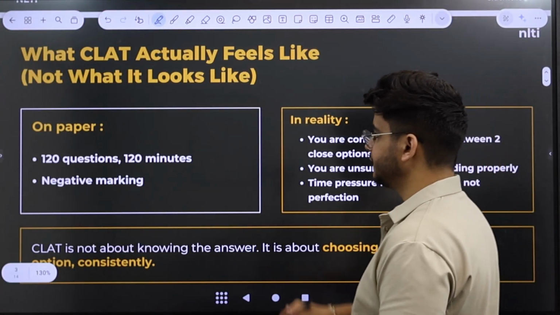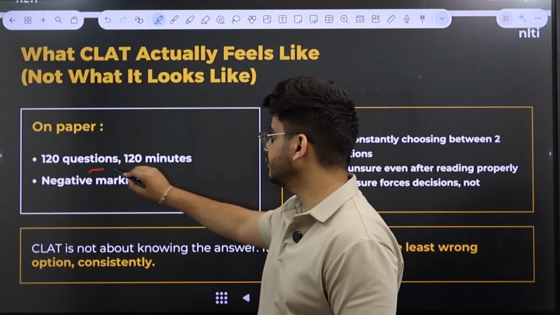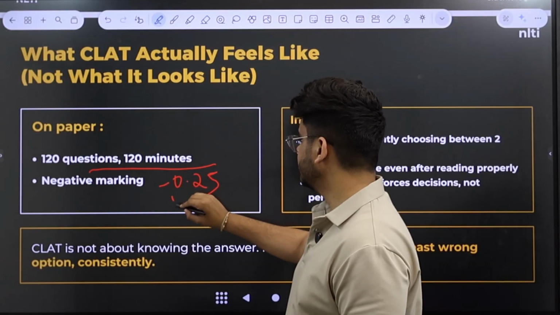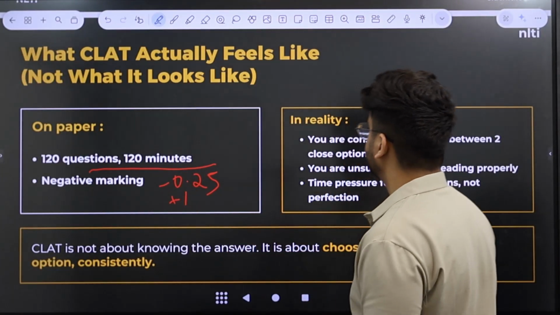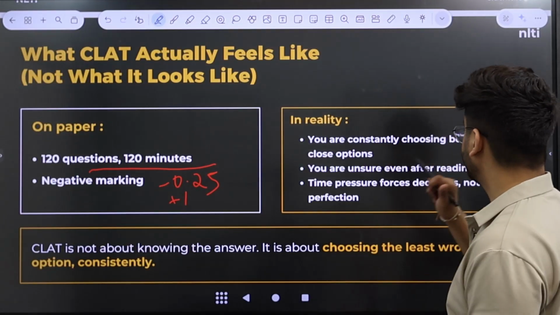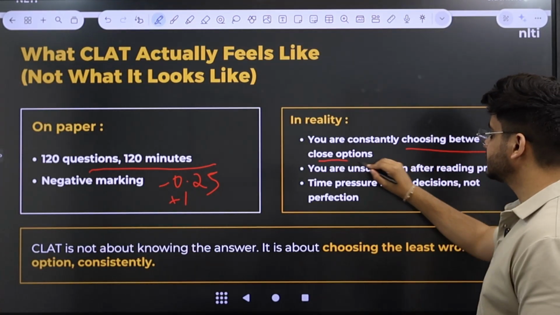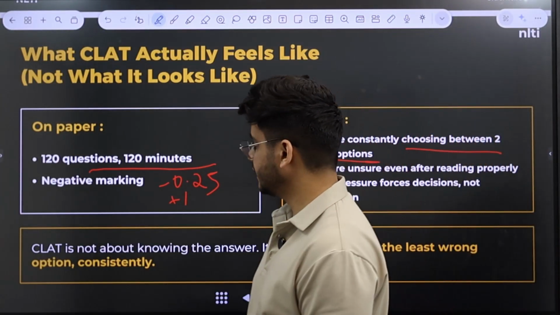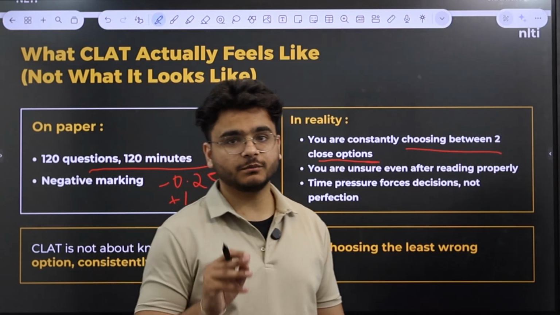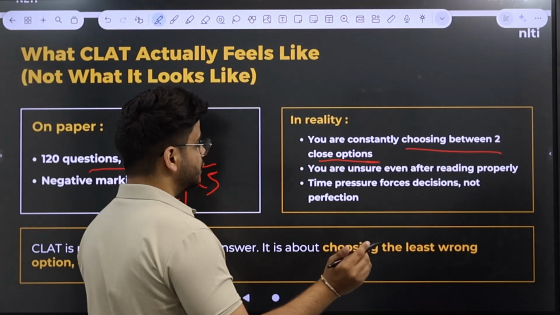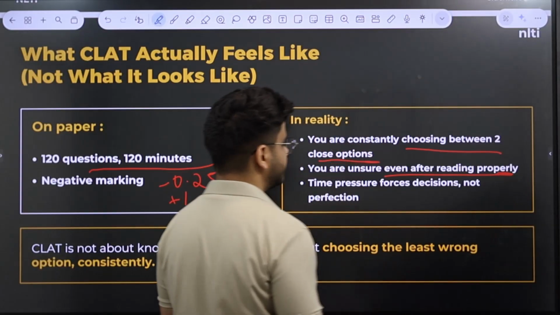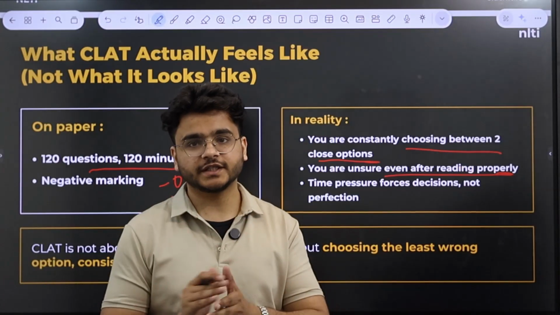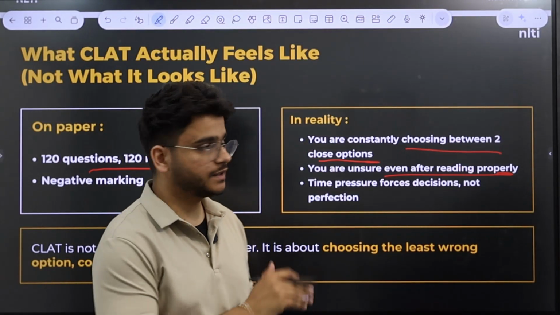Now on paper, if we see, CLAT is just a simple exam with 120 questions, 120 minutes and a negative marking of 0.25 and a positive marking of 1 mark. But in reality, you're constantly choosing between two close options. CLAT is not an exam which will give you very easy options, especially in English and your critical reasoning. You will be constantly choosing amongst two close options. You're unsure even after reading properly. This happens once you've not given mocks. When you've not given enough mocks, you are constantly doubting yourself when you're attempting the questions.